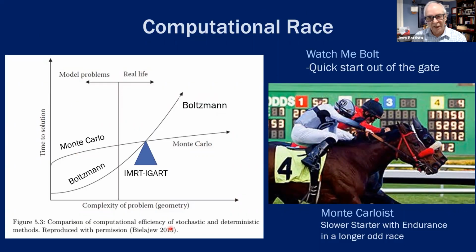So, let me go back one. So it is a two-horse race as far as these calculations. This Watch Me Bolt is the name of the horse. He's quick starting out of the gate. That's here. And the other one is called the Monte Carloist, here, slow. And he's a slow starter, but he has endurance because out here, he won't take that much more time. He'll be pretty fast. But the Boltzmann, Watch Me Bolt, bolts out of the gate very fast, but then near the end of the race is slowing down.